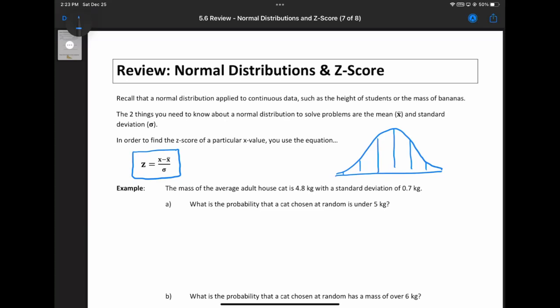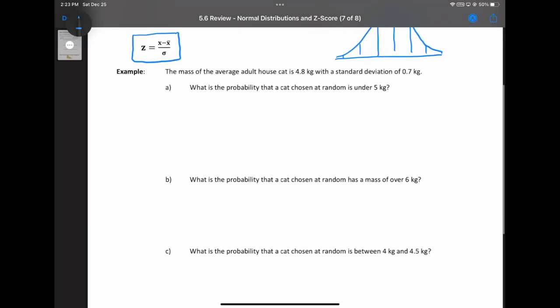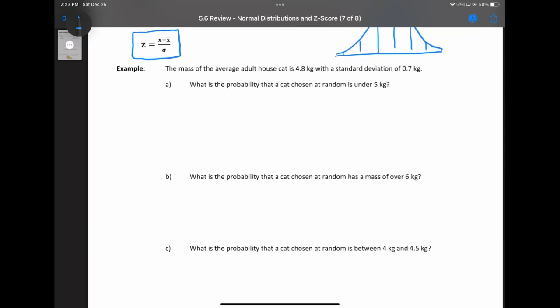Okay, we're not going to go through a full lesson. If you really need a full lesson, just go back and watch, I think it was 1.6, and do that one again. This is just going to be a quick example to try and refresh your memory of what we did a little while ago. So for our example, the mass of an average adult house cat is 4.8 kilograms with a standard deviation of 0.7 kilograms. What is the probability that a cat chosen at random is under 5 kilograms?